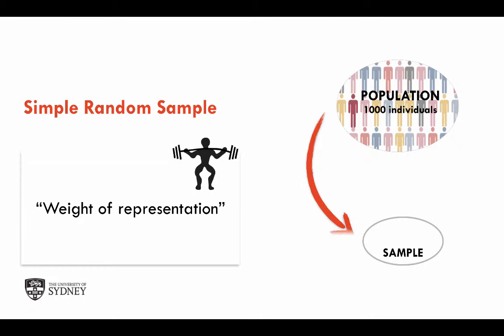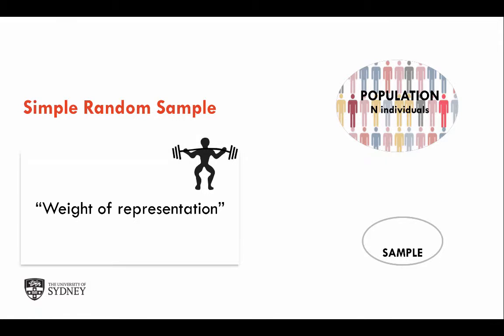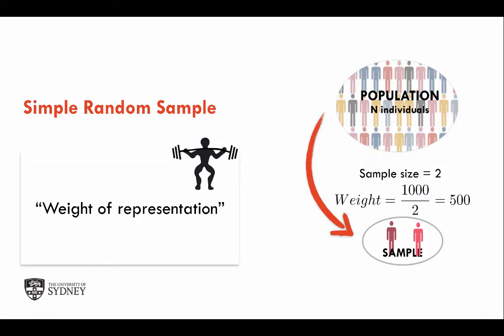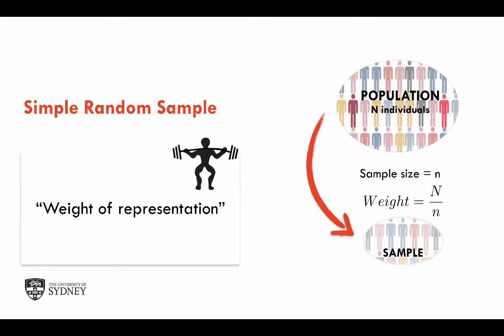So if we consider a population of 1,000 individuals, and the most extreme case where we have a sample size of just one single individual, this individual is representing the entire population, so it will have a weight of 1,000. In a situation where we have a sample size of 2, because we are in a simple random sample scheme, each one of the individuals in the sample will represent half of the population, so it will have a weight of 500. More generally, for a sample of size little n, each individual in the sample will have a weight of capital N divided by small n.